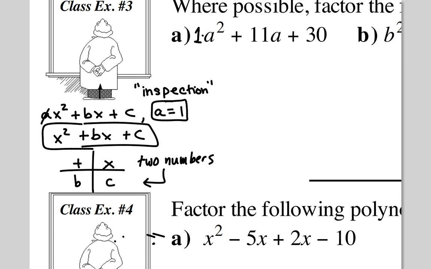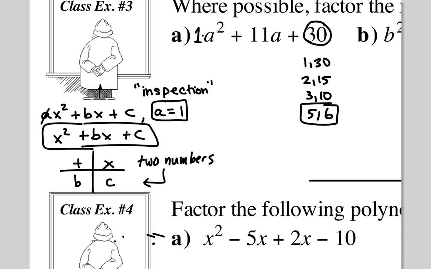5 and 6. Now, if you didn't get that quite quickly, you can do a systematic list with 30. You can jot down all the factors of 30. Are there more? I think those are it. Now you look at those numbers. Which one of those add to 11?